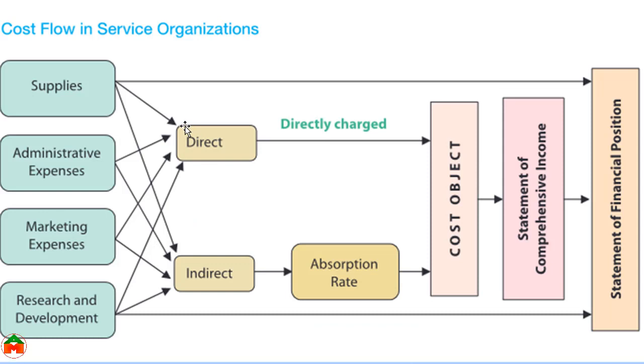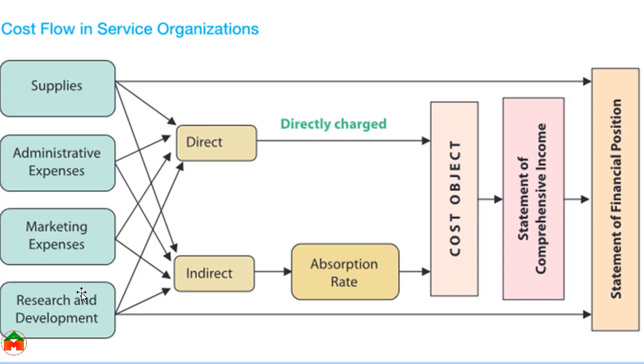Now, we are going to learn about the cost flow in a service organization. In a service organization, we use supplies, administrative expense, marketing expense, and research and development expense. All the expense can be direct or indirect. And all the direct expense, I mean direct supplies, direct administrative expense, direct marketing expense, direct research and development expense should be directly charged to the cost object.